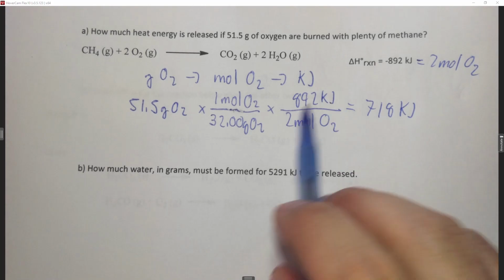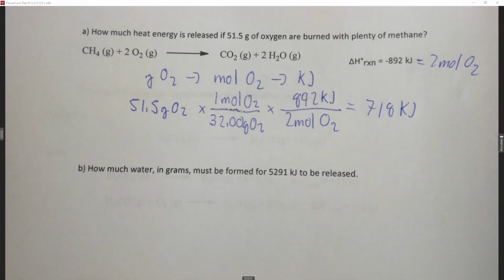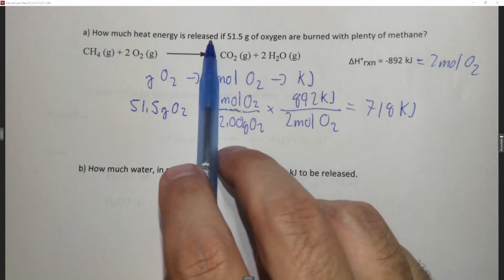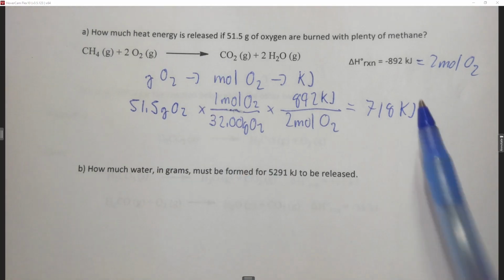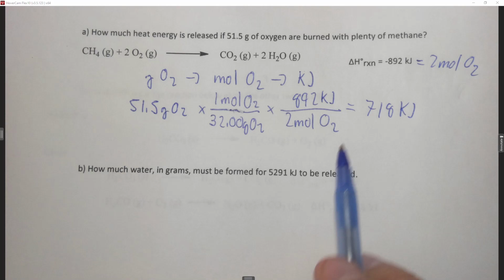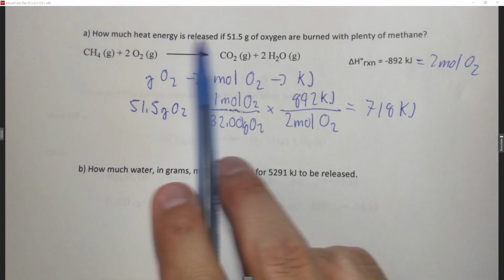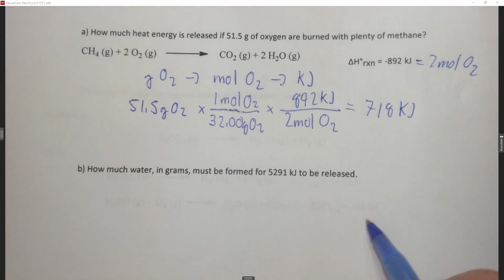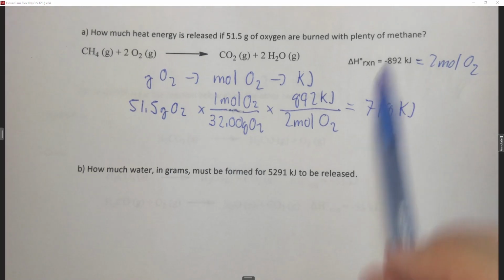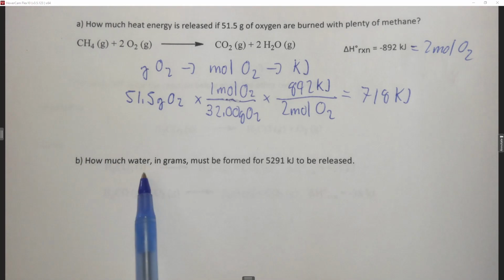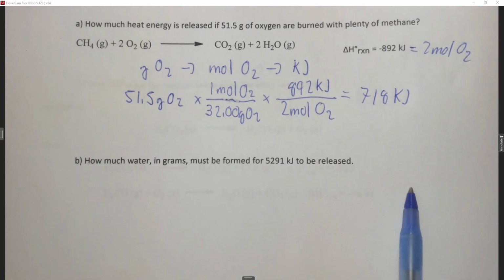A common question I get about this is, why isn't this negative? And it has to do with the wording of the problem. Because this says how much heat energy is released, it's looking for the magnitude, not the direction. So if you were asked for the delta H, it would be negative 718 kilojoules. But if it's just the magnitude, how much heat energy is released, 718 kilojoules is good enough. You probably wouldn't see the negative answer here on an exam, because that's a little bit tricky.